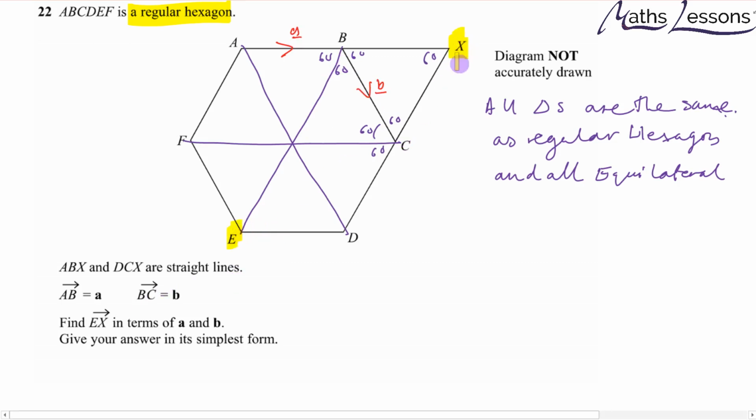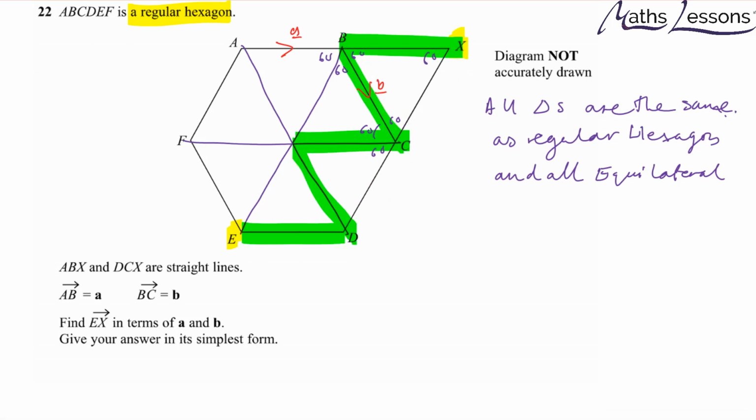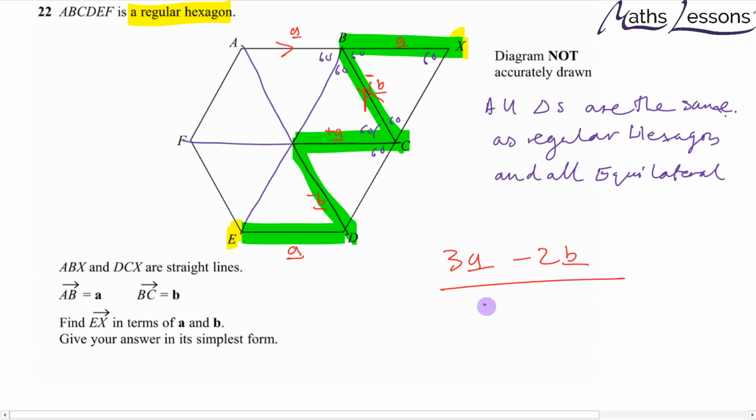to X, and the best thing to do is to just try and use combinations of a and b. So if we follow this route, E to D, then D to the middle, then to the C, then to B, then to X, what you can see is you've got a minus b, because you're going the opposite direction to b, and you've got another a, and then we've got another a here, and then we've got a minus b going that way. So effectively you've just got 3a minus 2b, and this actually ends up being quite a simple question for the last question, for question 22 on the paper, if you do it that way.